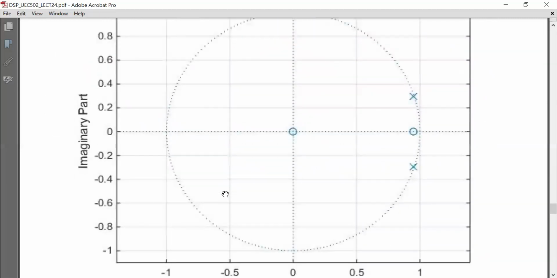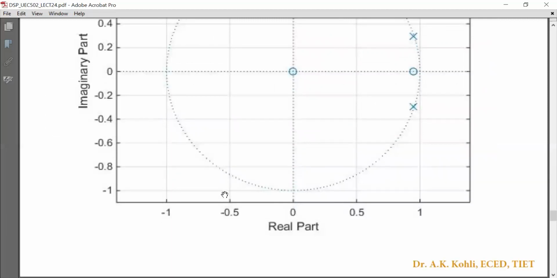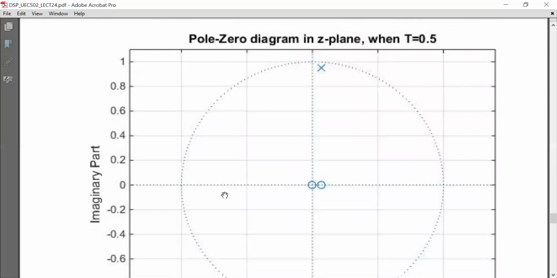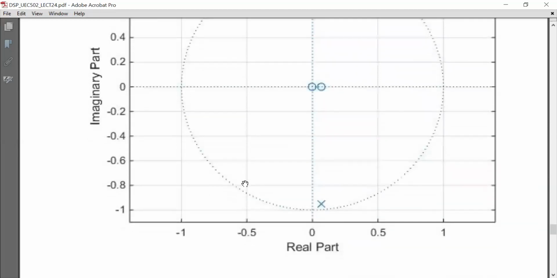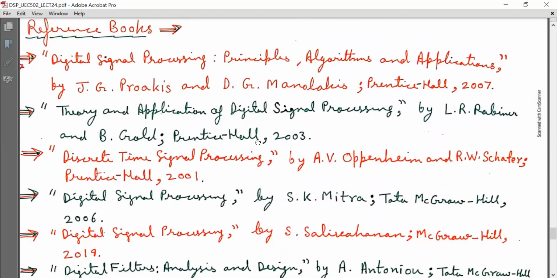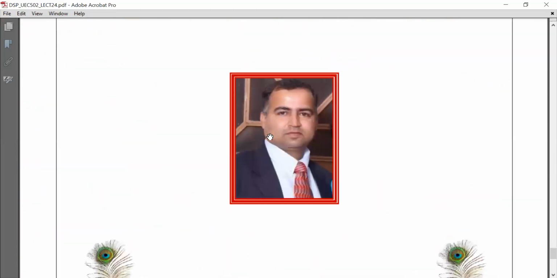So this is how we design a digital IIR filter by using the impulse invariance method when we are given H(s), the system function of the analog filter. This is one example which I have just discussed. For more details, you can consult the book of Digital Signal Processing by John G. Proakis for detailed study. These are the reference books.